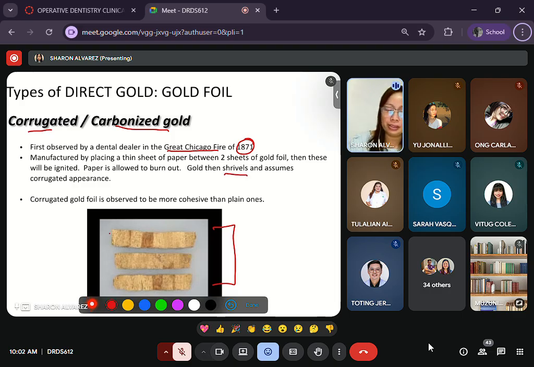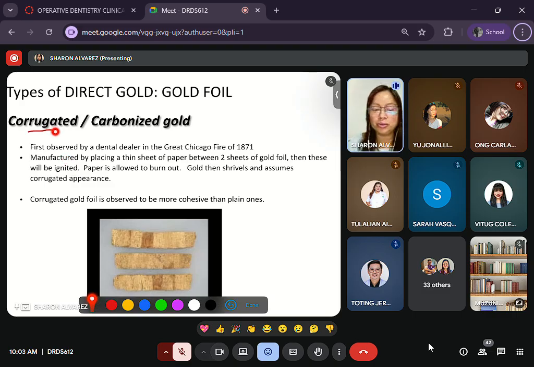And then when they started to observe this corrugated gold that accidentally became burned before, they noticed the corrugated gold foil is more cohesive than the plain ones. Meaning it's more pure. Cold welding is better when it's corrugated gold foil. So because of this, the discovery being accidental, they now started to manufacture corrugated or carbonized gold.